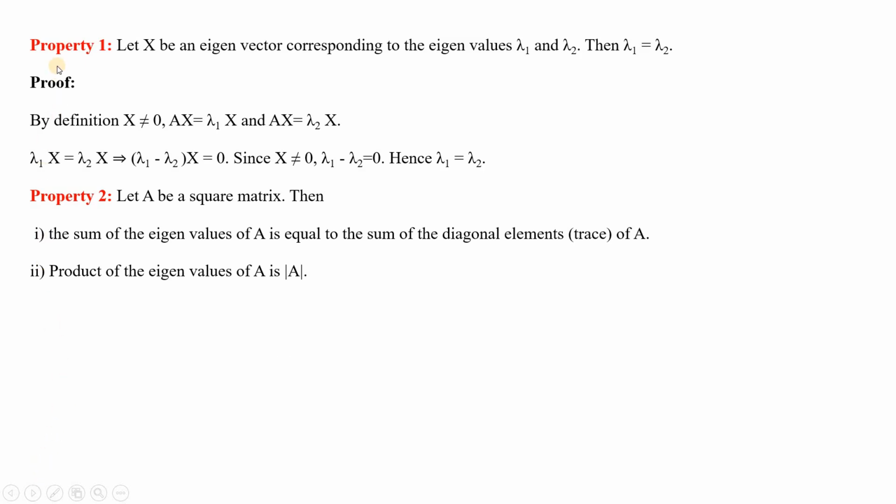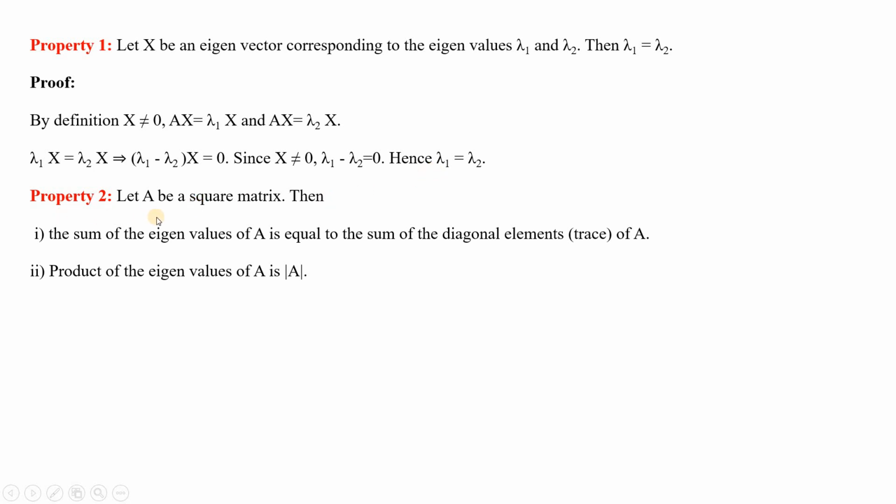First, we will see the first property. Let x be an eigenvector corresponding to the eigenvalues lambda 1 and lambda 2, then lambda 1 equal to lambda 2. So by the definition, Ax equal to lambda 1 x and Ax equal to lambda 2 x. So by equating these two, since x is a non-zero vector, lambda 1 minus lambda 2 must be equal to 0. Hence we will get lambda 1 equal to lambda 2.